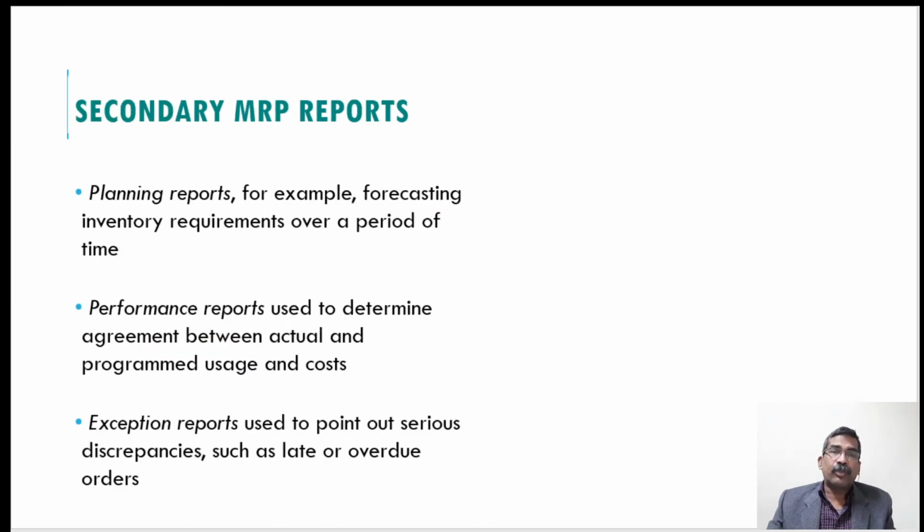Now secondary reports consist of planning reports, performance reports, and exception reports. Under the planning reports, for example, forecasting inventory requirements over a period of time, and performance reports are related to determination of agreement between the actual and programmed uses, and costs. Then exception reports are used to point out serious discrepancies such as late or overdue orders.